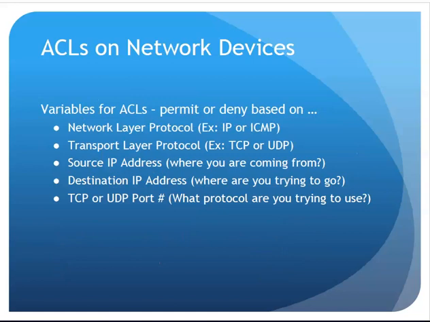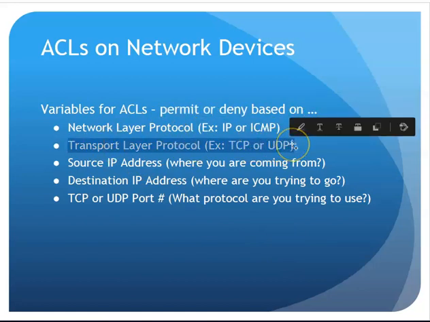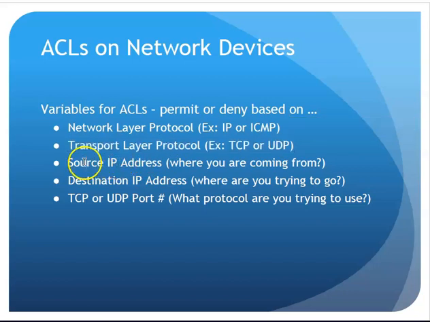That kind of thing. Some variables that the access control list can use to permit or deny: network layer protocols, examples IP, ICMP; transport layer protocols, TCP or UDP, and think about all the TCP port numbers we've mentioned or learned. Those are all variables. Source IP address: where are you coming from? Are you coming from this subnet or this subnet? Are you coming from the employee subnet? Go ahead. If you're coming from the visitor subnet, no, you can't.